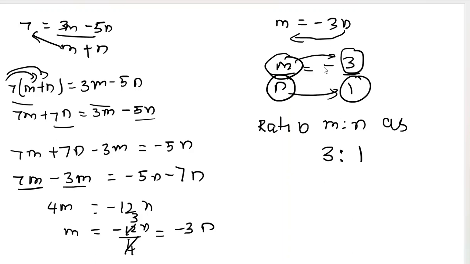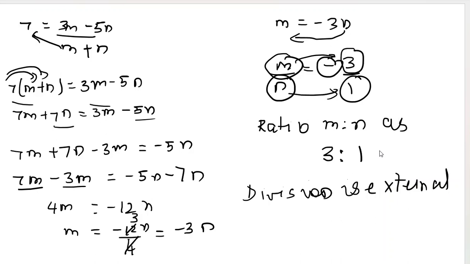Now, this minus sign should not be considered in the ratio. This minus sign only tells you that the division is external. If you know in section formula, there is something called internal and external division. So this minus sign only tells you the division is external.